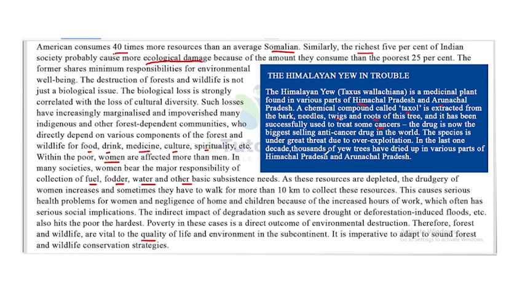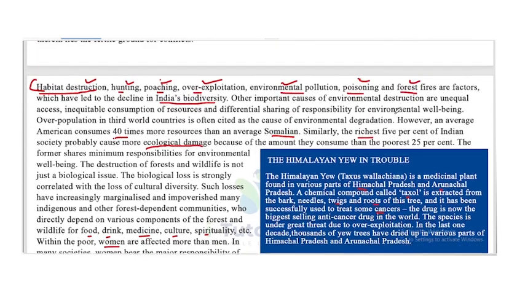In the last decade, thousands of yew plants have dried up in various parts of Himachal Pradesh and Arunachal Pradesh. The chemical compound taxol extracted from the yew plant is very helpful for cancer treatment. So that's why overexploitation of this plant is very high in Himachal Pradesh and Arunachal Pradesh regions. So that's about the yew.